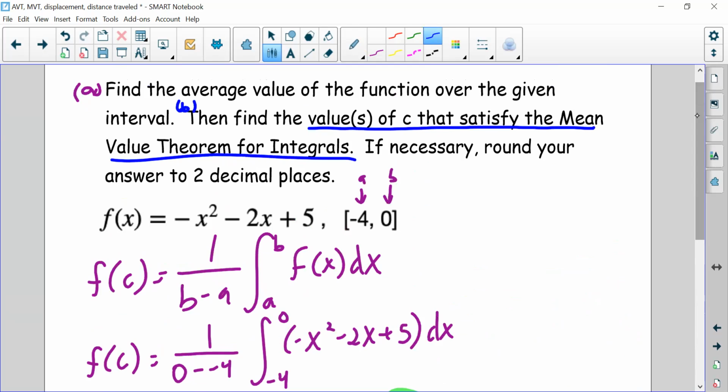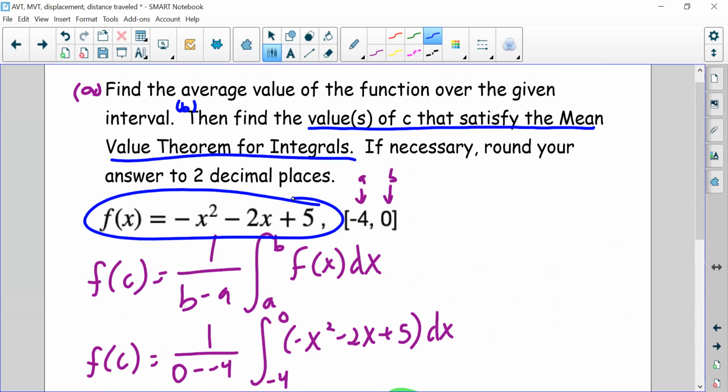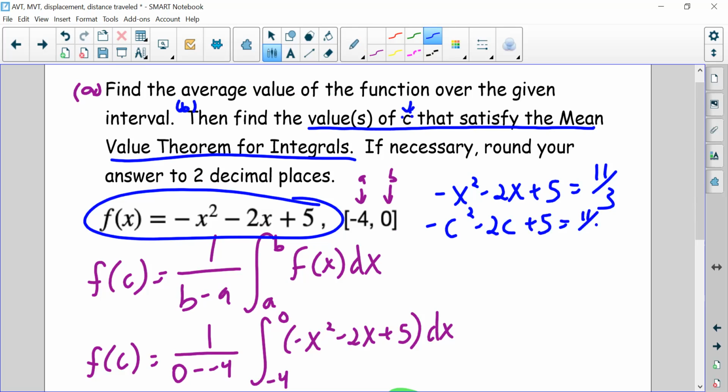So I want to go back to my original function and set my original function equal to the height I just found, which is 11/3. So original function equal to the height. Some textbooks, because technically it says C, so technically you're actually plugging in f of C, so some people will switch this. I don't care when you switch it to C, either now or later, but do switch it to C at the end at least. So that's what I'm doing. Original function equal to that.